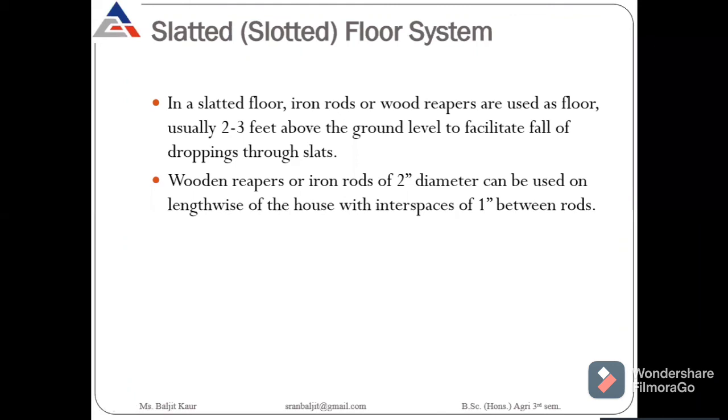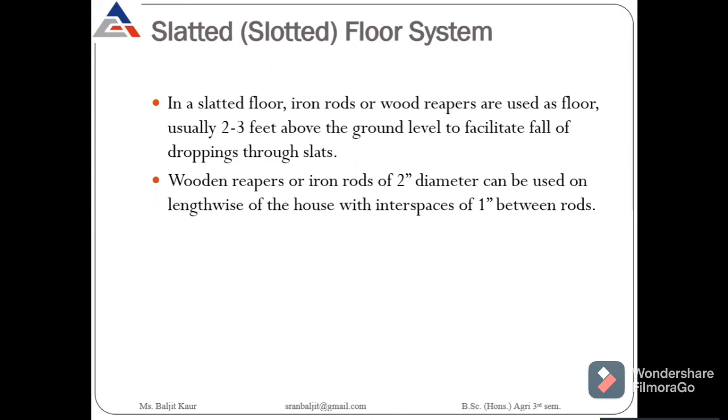The second system, another of the intensive systems, is the slatted or slotted floor system. In the slatted system, iron rods or wood reapers are used as floor, right? And usually this is 2 to 3 feet above the ground level, so that it can facilitate the fall of droppings through slats. Dropping means their excreta. So excreta will fall down 2 to 3 feet on the ground. So these slats are 2 to 3 feet above the ground level.